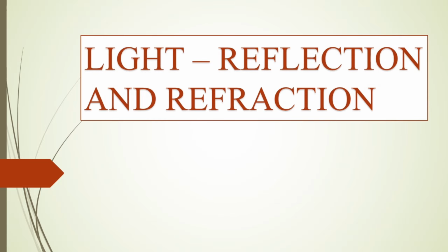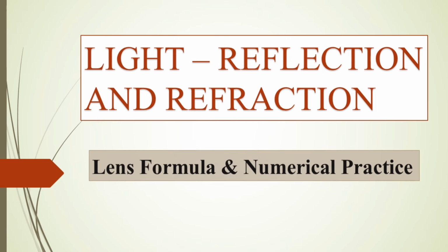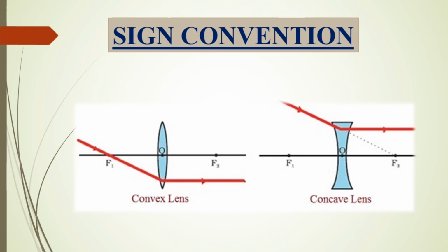In our last few videos, we covered the basics of light, reflection and refraction, and also the lens. Now we are diving into some of the most important tools for solving lens problems: sign conventions. Think of sign conventions as the rules of the road for physics problems. They help us keep track of whether a value is positive or negative, which is crucial for getting the right answer.